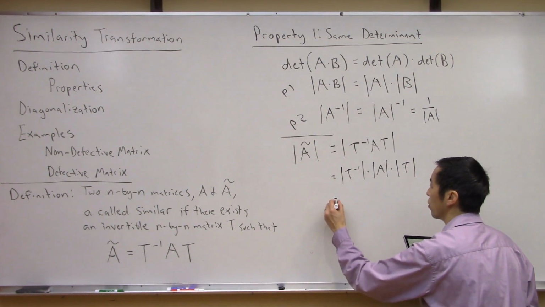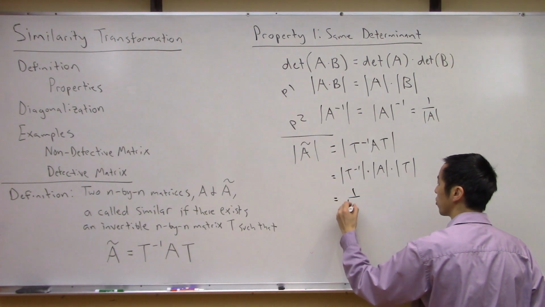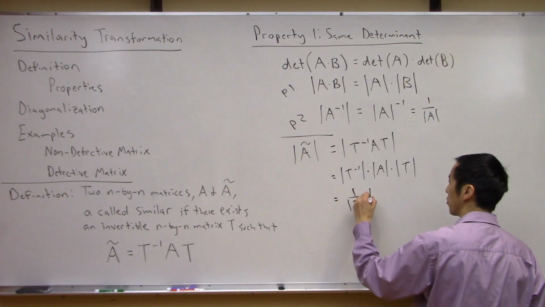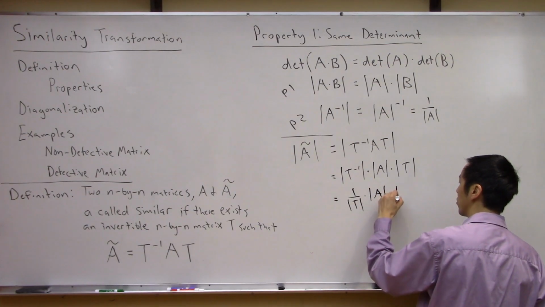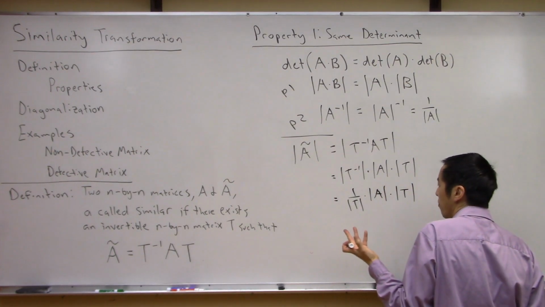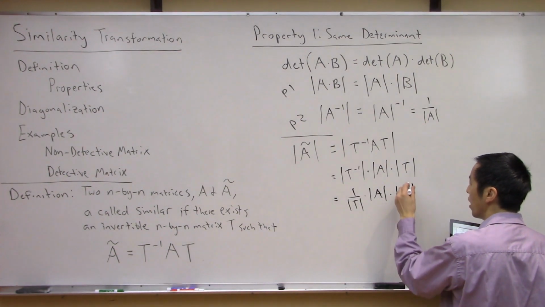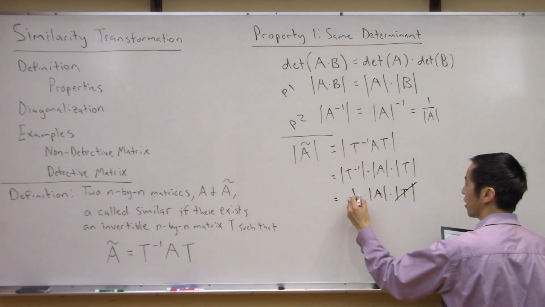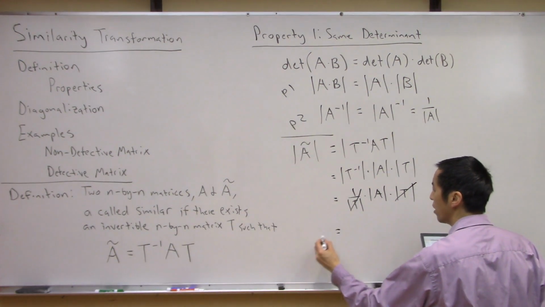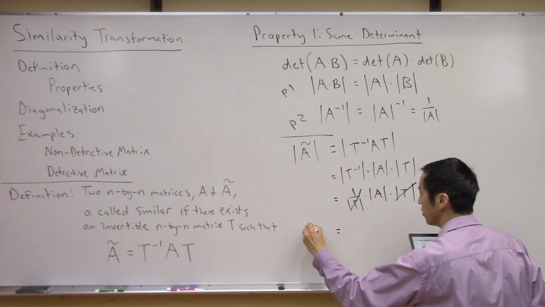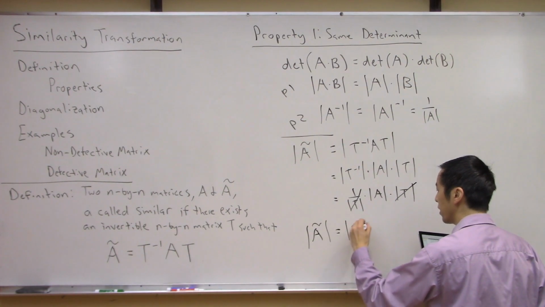So in other words, this first term can be rewritten as 1 over the determinant of T times the determinant of A times the determinant of T. We remember that the determinant is just a scalar value, just a number. So this determinant in the numerator is going to cancel this determinant in the denominator. So we end up with the determinant of A tilde is actually equal to the determinant of A.